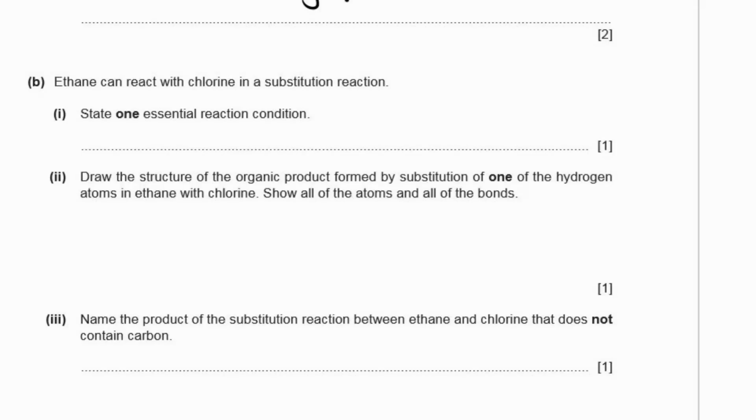B, ethane can react with chlorine in a substitution reaction. State one essential reaction condition. Okay, the essential reaction condition for this reaction that we're talking about, ethane and chlorine substitution reaction, that's UV light or sunlight.